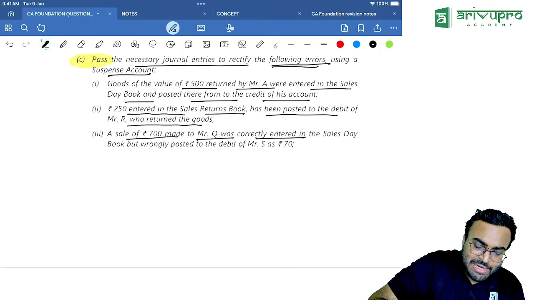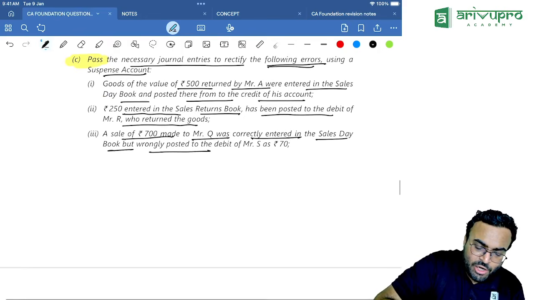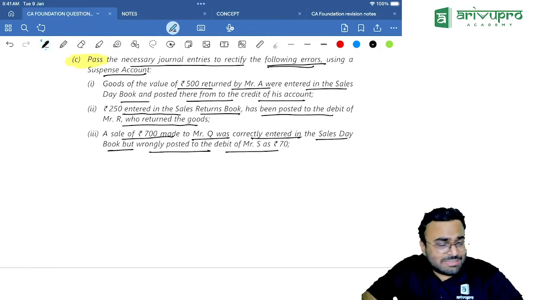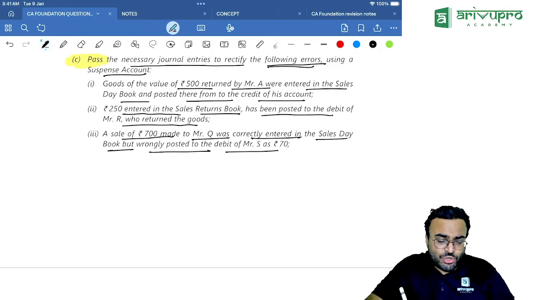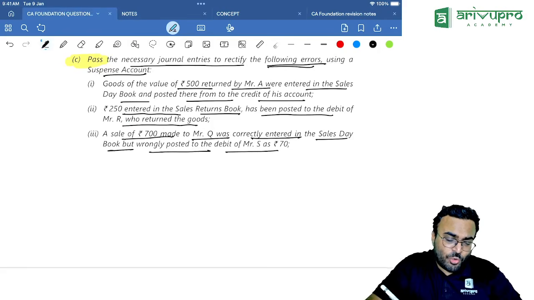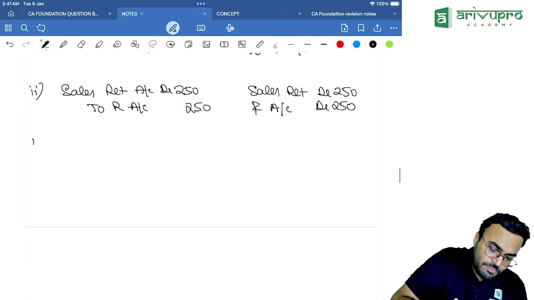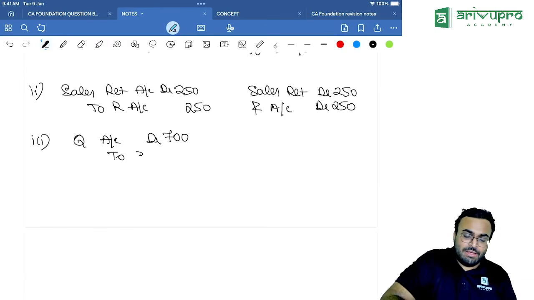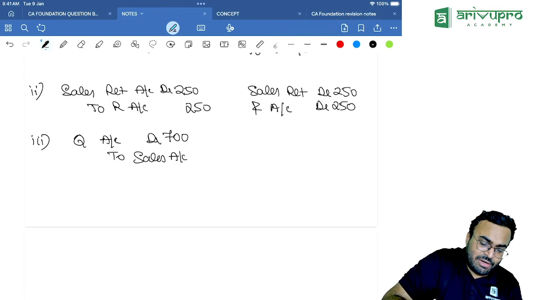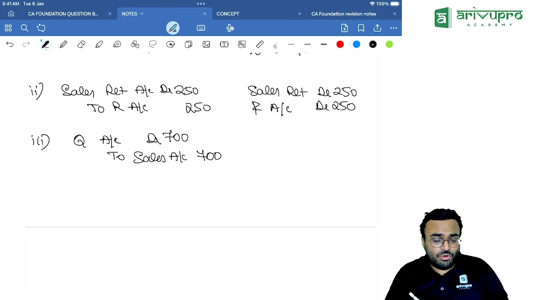Q was correctly entered in the sales day book but wrongly posted to the debit of Mr. S as 70. Wrong person, wrong amount, everything. Clear? So now, sale of 700 to Q. What should be the entry? Q account debited 700 to sales account 700. Is that right? Now, what is the mistake?